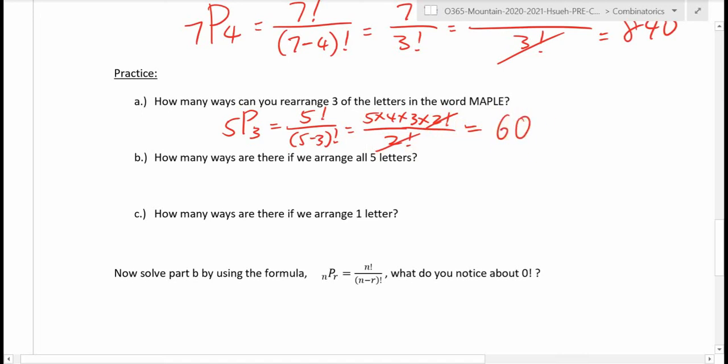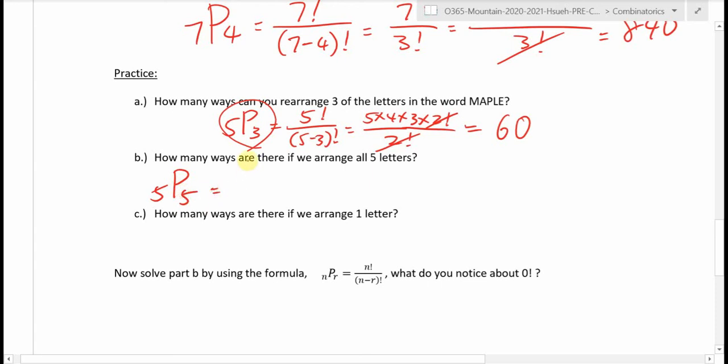I think you should do it this way for now. For sure, in your homework questions, you could simply put this into a calculator, not a problem. Part B: how many ways are there if we arrange all 5 letters? Well, that's simply going to be 5P5.